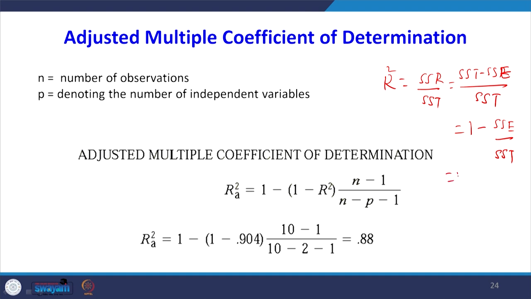But what we have to do is write the degrees of freedom, because adjusted means adjusting for degrees of freedom. For SSE, the degrees of freedom is n minus p minus 1. Here n is the total number of observations, and p is the number of independent variables. SST has degrees of freedom n minus 1. When you simplify this, substituting, adjusted R square equals 1 minus (1 minus R square) times (n minus 1) divided by (n minus p minus 1). When you expand R square as SSR by SST, you end up with this relationship. This adjusted R square is 0.88.